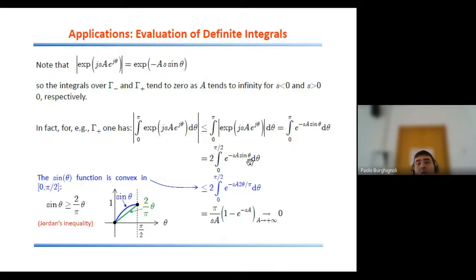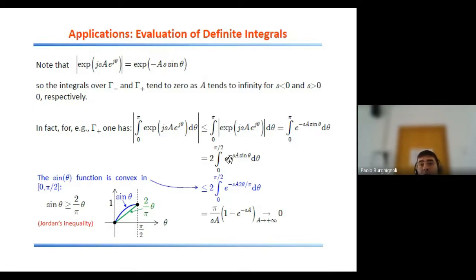You can observe that the sine function is convex when its argument goes from 0 to pi over 2, which means that its graph is always above the secant that goes from the origin to this endpoint here. So therefore, the sine of theta is always greater than or equal to this green straight line, which is 2 over pi times theta. That's the so-called Jordan's inequality.